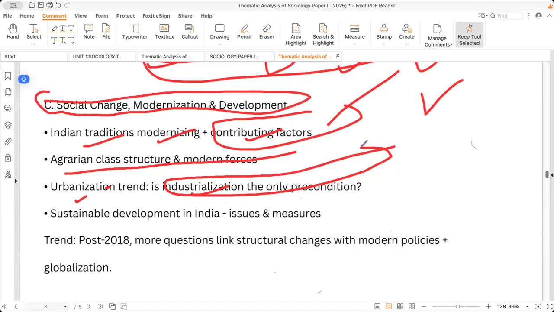The trend post-2018 is more questions linked to structural changes with modern policies and globalization. There will be such questions because India is rapidly transforming. Once there was a digital revolution, internet penetration increased in India.